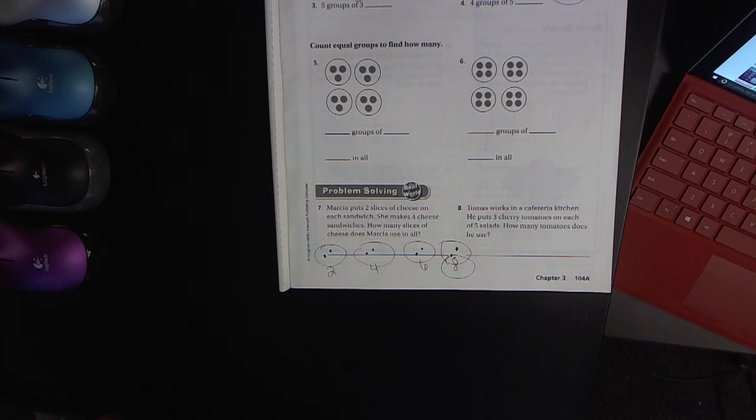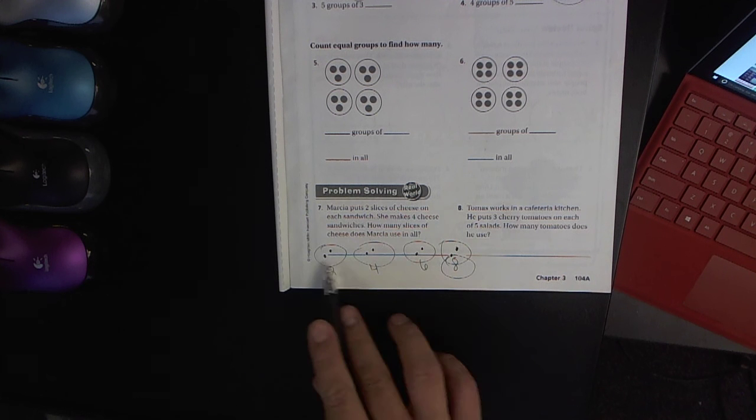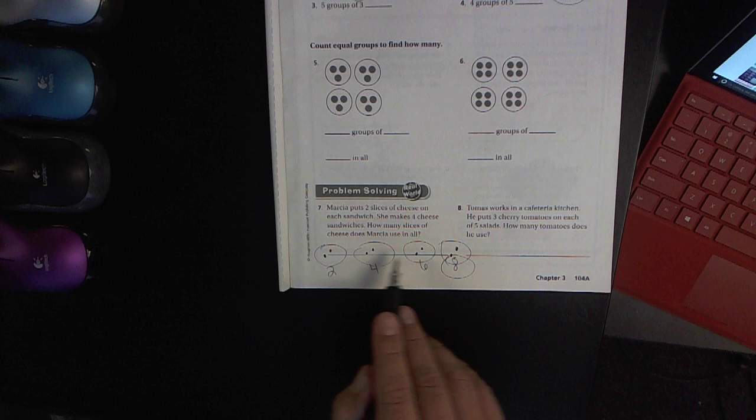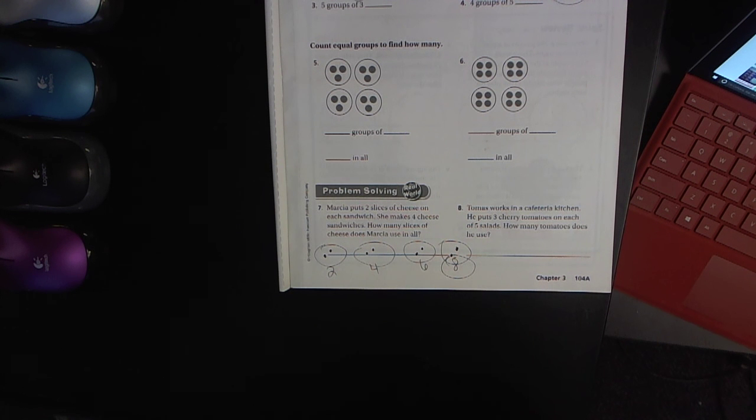That's probably going to be the hardest part, is you need to realize you have to make circles to be the sandwiches, and then on each sandwich or circle you have to make 2 dots for the cheeses.